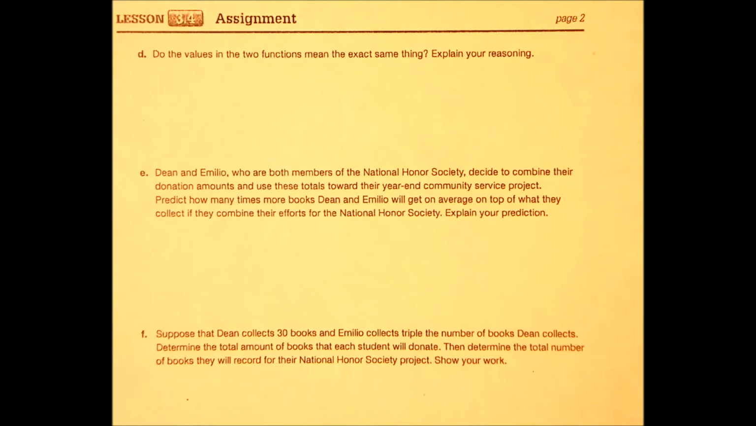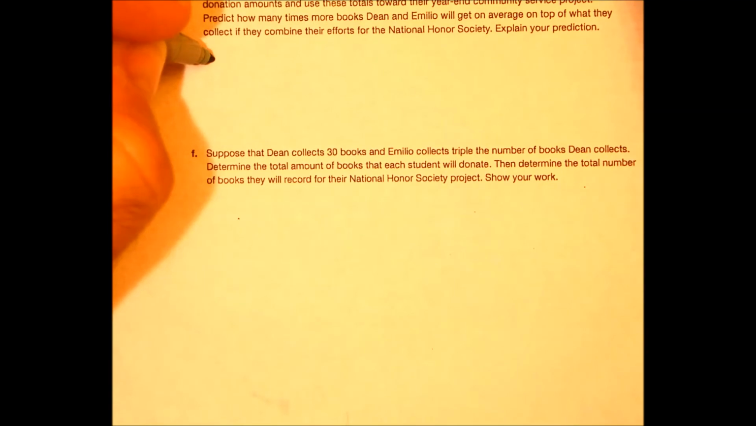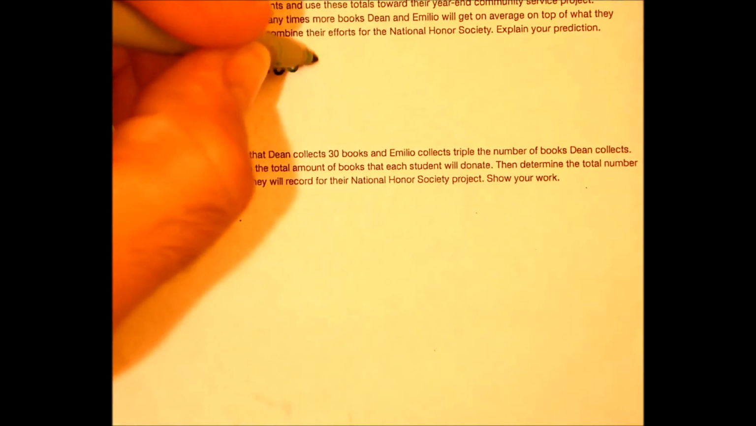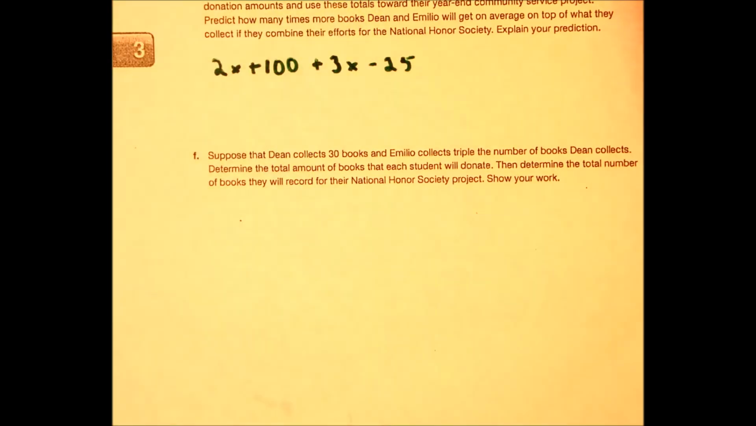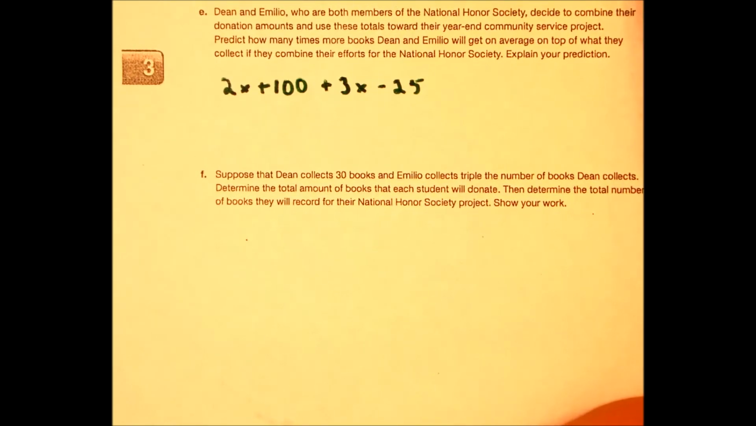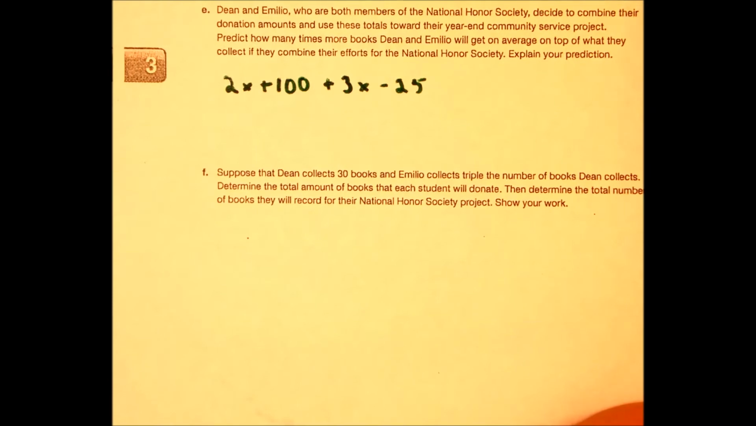So who could tell me what you would actually do if you wanted to combine their efforts? Correct. We'll add their functions. So if we added their functions, it would look like 2x plus 100, okay, because that's what Dean's function was, plus 3x minus 25. They're combining what the 2 of them are doing. So let's look.